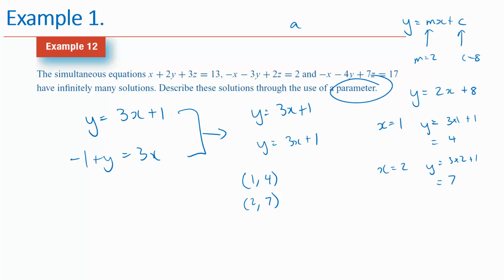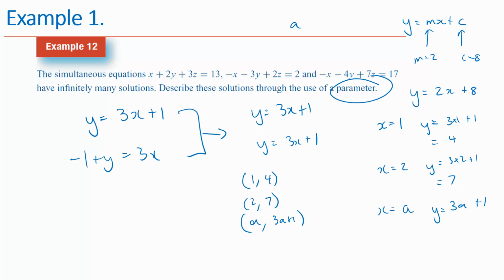So if, instead of 1 and 2, I call x A, then y will now equal 3 times A plus 1. So what does that mean? That means my point of solution would be that. See how that is a better answer? That's a better answer to summarize all my solutions, describing them using a parameter. This describes my infinitely many solutions with y equals 3x plus 1. Instead of writing 1, 4, 2, 7, and carrying on, this describes everything, where A is an element of real numbers. A can be anything.